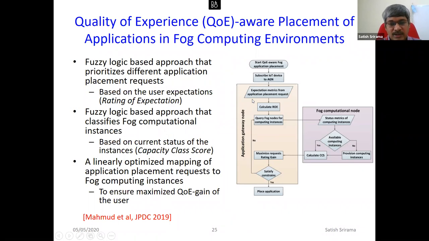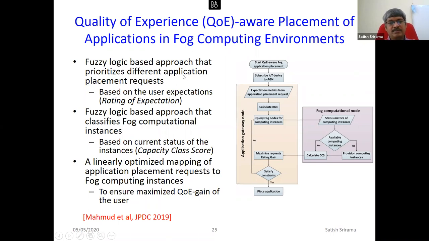Once again, what I'm trying to do is give you a quick summary of what research is happening there. If you are really interested, you can check those publications, which I will give you as references. And if you are really interested, you can approach me later, you can mail me anytime. So based on the fuzzy logic, you can actually decide.